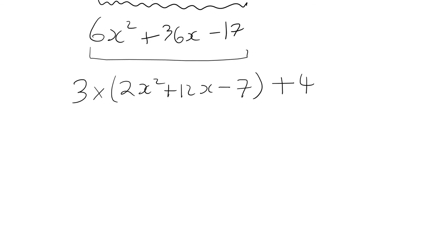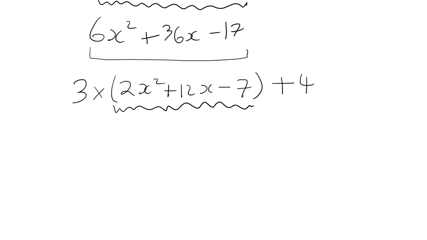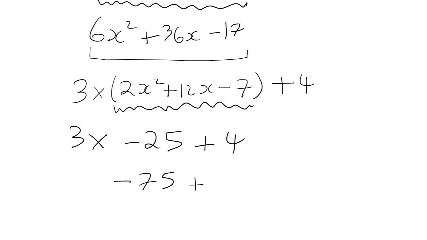So if we want the least value, we need to put in the least value of 2x squared plus 12x take away 7, which we've worked out was minus 25. So I need to put minus 25 in here and then add on 4. 3 times minus 25 is minus 75, plus 4 is going to be minus 71.